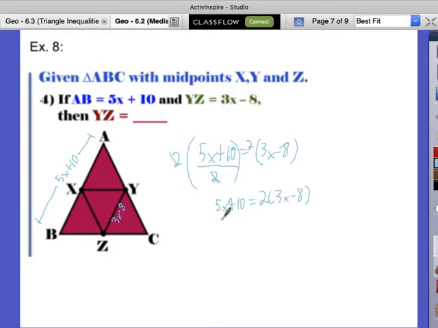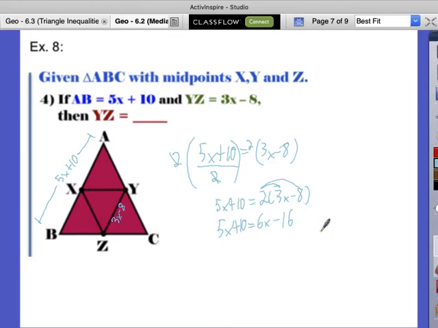So as we go to solve this, to find x, so we can plug it back in to find YZ, big picture, to find YZ we need x to plug it in. What would be our first step? Distribute, very good. So left side stays the same, 5x plus 10. Right side is going to be 2 times 3x is 6x. What's 2 times negative 8? Negative 16, very good.